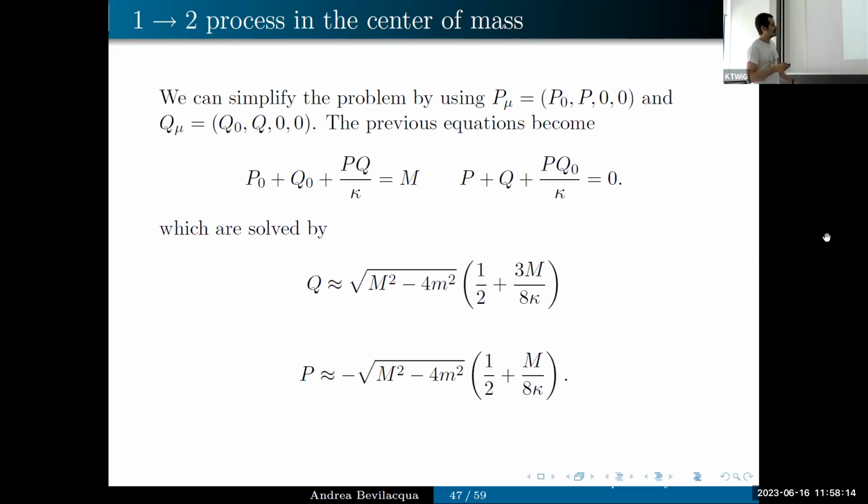And you just do some algebra, or you put them inside Mathematica, and this is what you get. So Q is basically equal to this object, and P is equal to this other object. Of course, another solution is when Q is equal to this, and P is equal to this, but it doesn't matter. You just switch them around. And notice, of course, that in the limit kappa to infinity, this and this go to 0, and they are equal and opposite as they should. So in the central mass, everything is easy, everything works fine.